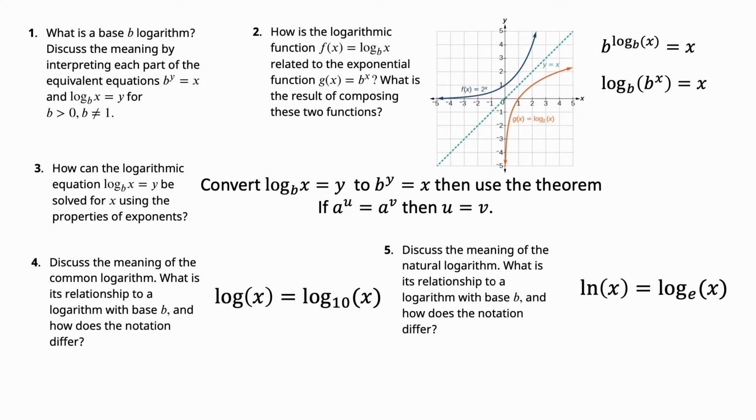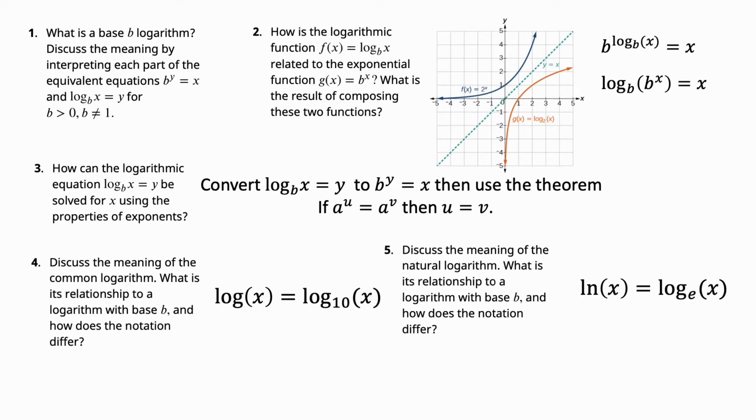How can the logarithmic equation log base b of x equals y be solved for x using properties of exponents? Well, you can rewrite it in the form b to the y equals x. So convert log base b of x equals y to b to the y equals x. Then, if you can convert that x into something that has a power base b, you can just match up the exponents. So use the theorem: if a to the u equals a to the v, then u equals v. So you've got to get those bases matched up.